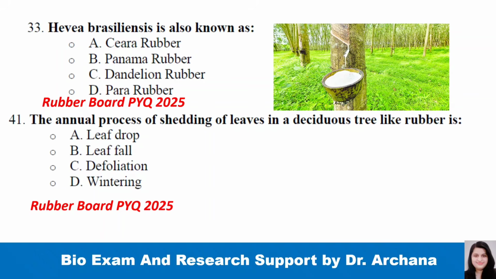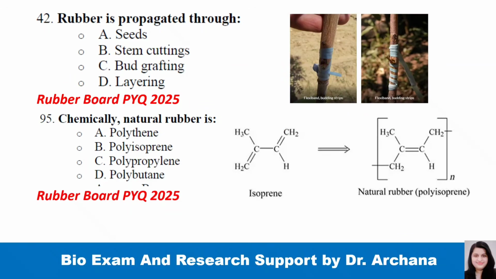Now the next question is, the annual process of shedding of leaves in a deciduous tree like rubber is called. You have to remember there are two terms. Defoliation means shedding of leaves, and refoliation means formation of new leaves after defoliation. So the answer is C, that is defoliation. The next question is, rubber is propagated through seed, stem cuttings, bud grafting and layering, and the correct answer is bud grafting. Commercial rubber plantations of Hevea brasiliensis are mainly propagated by bud grafting, that is budding.